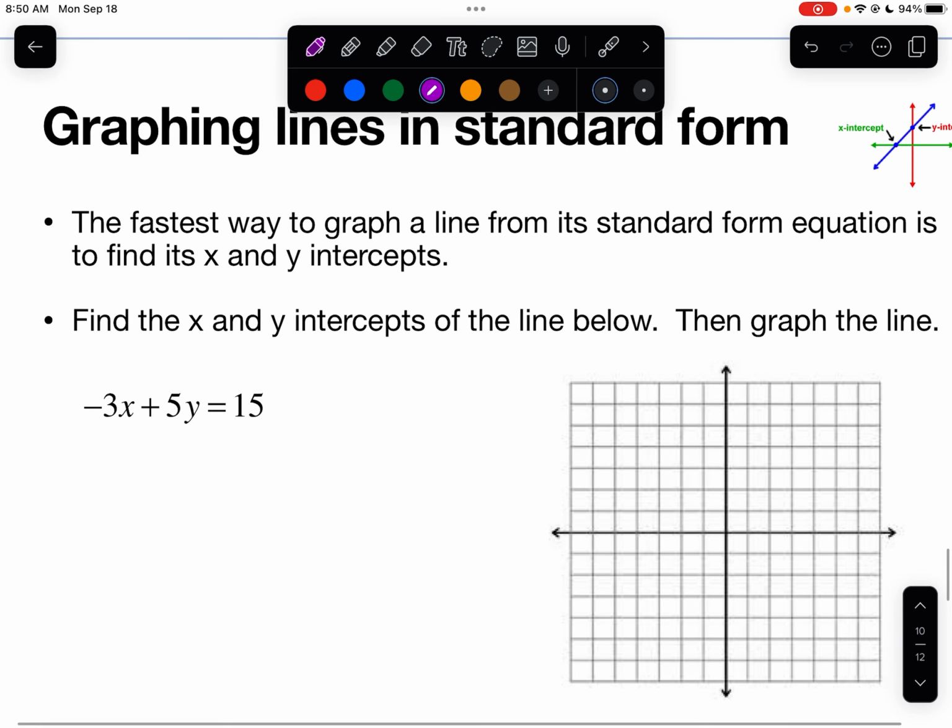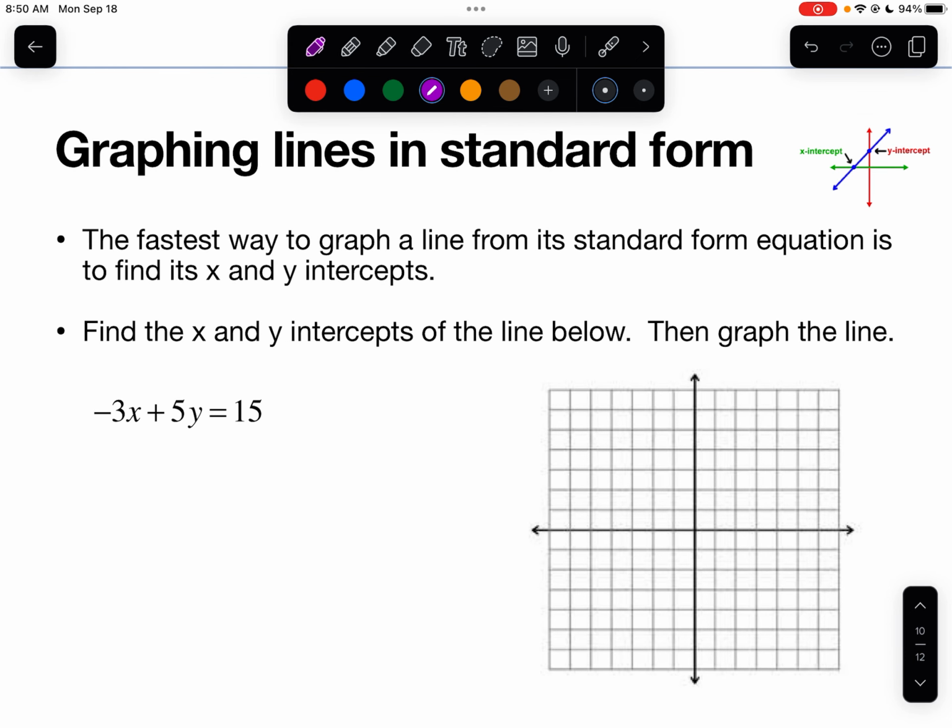So again here, now that we know what standard form looks like in terms of how it's written, let's talk about how we can graph it. There's a few different ways you can. You could take a standard form equation and manipulate it into slope-intercept form, y equals mx plus b, but I don't think that's the fastest. I think for an equation like the one on the screen, the fastest way to go is to find the x and y intercepts, plot those, and then connect them to form our line.